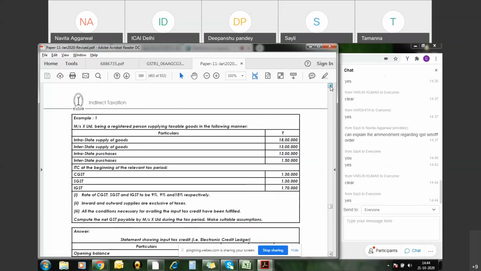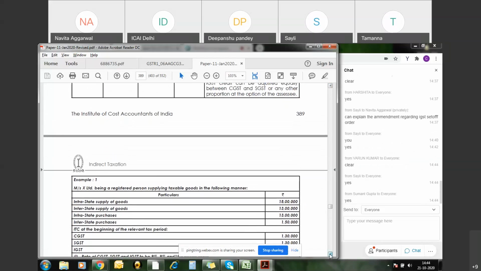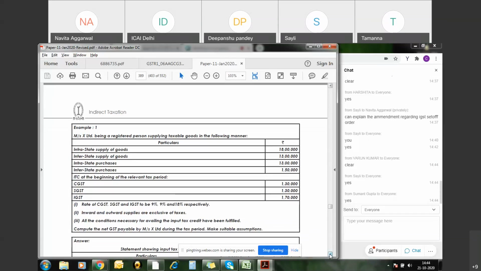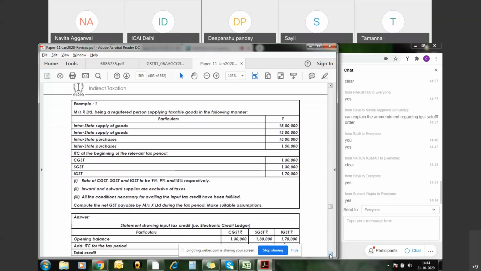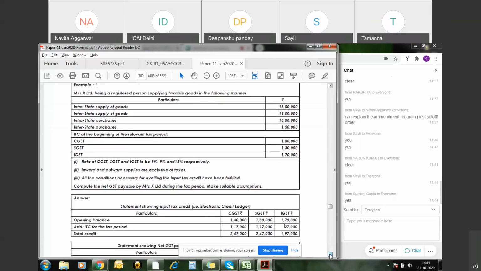So now we will go through the rules with a few examples, with the help of which we will understand how the tax liability is computed, why we are considering that liability as CGST, SGST or IGST, and how the set off rules are being applied. So in the given example 1, I am taking the note. Mrs. X Limited being a registered person supplied taxable goods in the following manner.